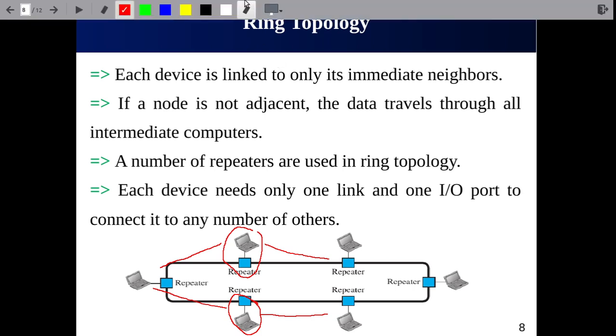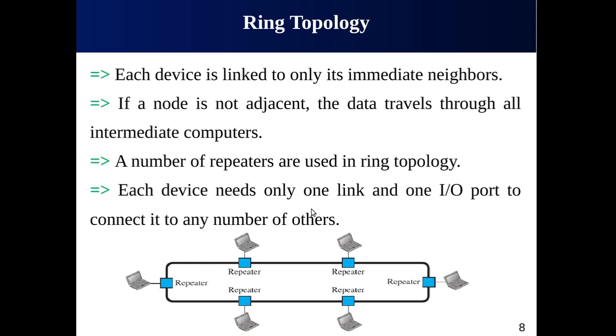A signal is passed along the ring in one direction. Like the data flows in one direction from device to device until it reaches its destination. So when one computer tries to send a message to a computer which is not adjacent to it, for example, this computer wants to communicate with computer number 5, it is not directly connected, it is not its immediate neighbor. So what will happen? The message will travel through all the intermediate nodes before it reaches the final destination.